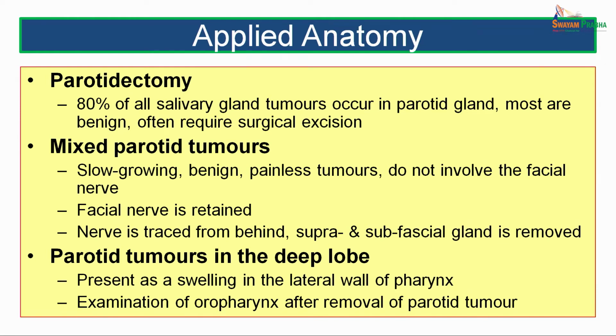80% of all salivary gland tumors occur in the parotid gland. Most of these are benign and often require surgical excision. Mixed parotid tumors. These are slow growing, benign, painless tumors which do not involve the facial nerve. Thus, while removing the parotid gland, the facial nerve is retained. The nerve is traced from behind. Supra and subfacial gland is removed.